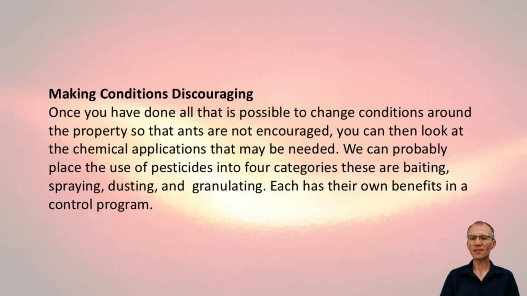Making conditions discouraging. Once you have done all that is possible to change conditions around the property so that ants are not encouraged, you can then look at the chemical applications that may be needed. We can probably place the use of pesticides into 4 categories. These are baiting, spraying, dusting, and granulating. Each has their own benefits in a control program.